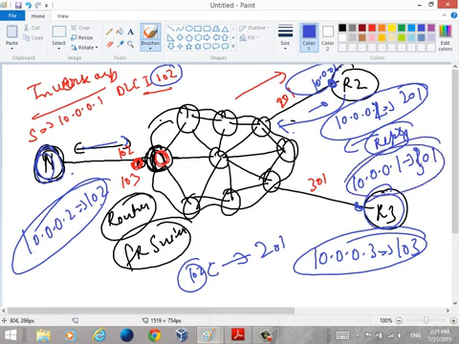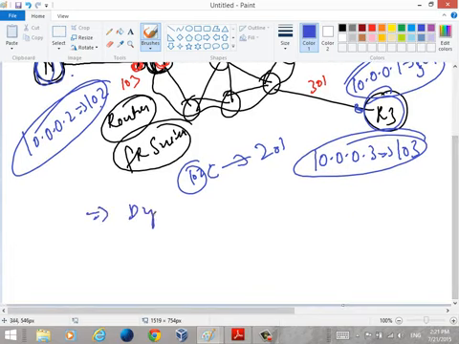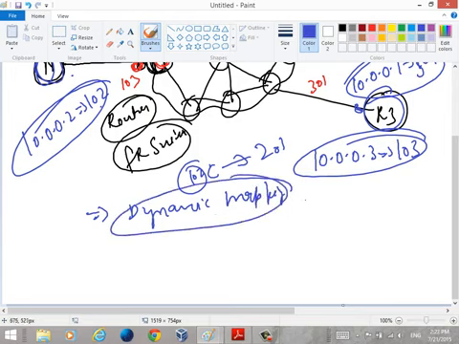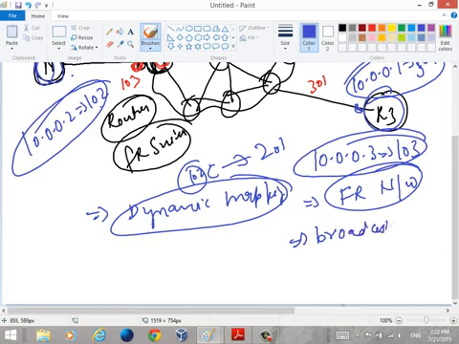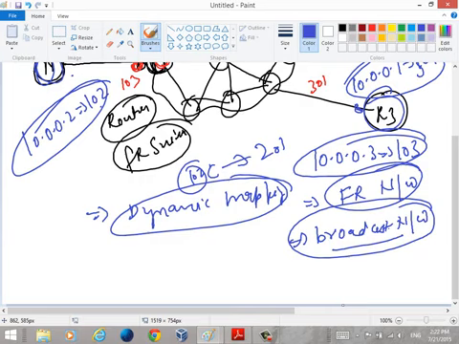In this case, inverse ARP will work like this. This thing is clear. Second thing, this is dynamic mapping. When dynamic mapping is there, the FR network will work like a broadcast network. What do you mean by broadcast network? Broadcast network doesn't mean that if R1 is generating an inverse ARP, it will go throughout the network. It just means that on this frame relay network, if R1 is sending a broadcast, that is allowed.